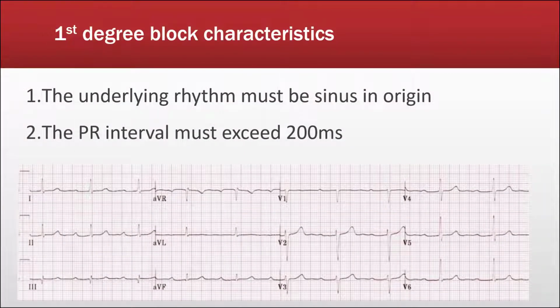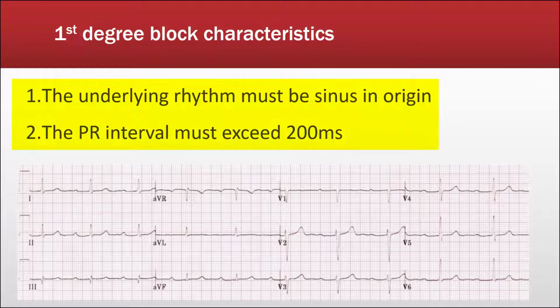By definition, a first degree AV nodal block is a sinus rhythm with a PR interval that exceeds 200 milliseconds or 5 small squares on a standard ECG recording. Now, I want to reiterate the two qualifying factors for this rhythm. Number one, the underlying rhythm has to be sinus in origin. Secondly, the PR interval must exceed these 5 small squares or 200 milliseconds.